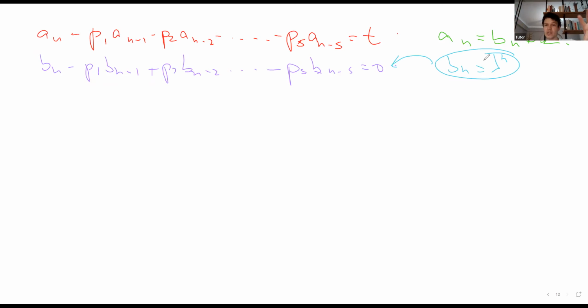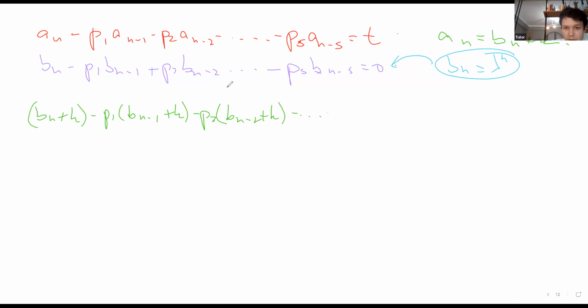So you need to solve the sequence B, but the sequence A is messed up by this extra t in here. So the thing you can do is you can just take An and replace it everywhere with Bn plus k, right? So okay, what would I have? I would have Bn plus k minus P1 Bn minus 1 plus k minus P2 Bn minus 2 plus k, minus minus Ps Bn minus s plus k is equal to t.